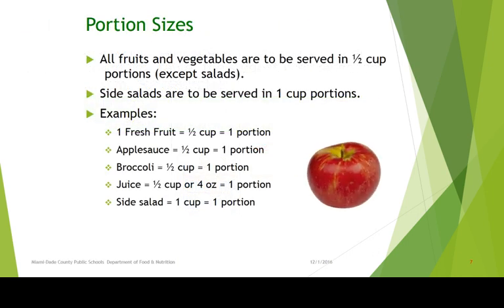Portion sizes. All fruits and vegetables are to be served in half-cup portions, except salads. Side salads are to be served in 1-cup portions, but they count as a half-cup portion serving size. Examples of fruit and vegetable portion sizes are 1 fresh fruit, which is equal to a half-cup and equals 1 portion. Applesauce is served in half-cup portions, but equals 1 portion. Broccoli is also served in half-cup portions and equals 1 portion. Juice is served in half-cup or 4-ounce portions and equals 1 portion. And the side salad is served in 1-cup portions and equals only 1 portion.